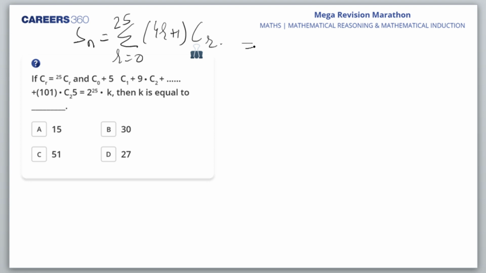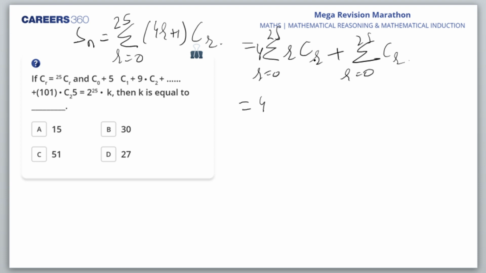Then I'll separate it out. I'll write R is equal to 0 to 25, 4R, so 4 would go out, R C_R, plus sigma R is equal to 0 to 25 C_R. Okay, what would this be? 4 sigma R C_R is what? Tell me. R is equal to 0 to 25. R C_R is N times N minus 1 C_R minus 1. Am I right, students? And R here would start from 1 then. And this is nothing but 2 raised to power 25.